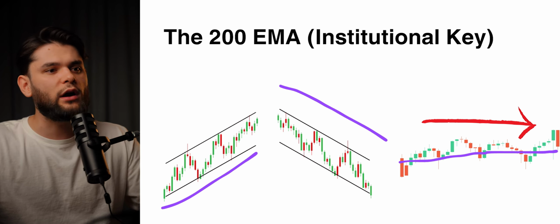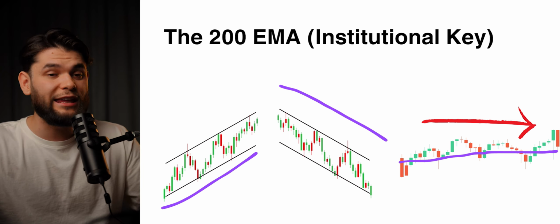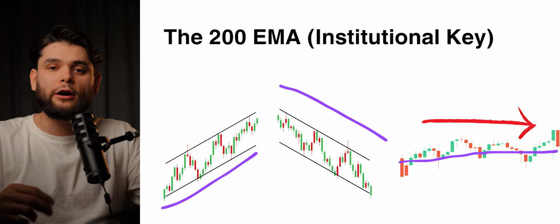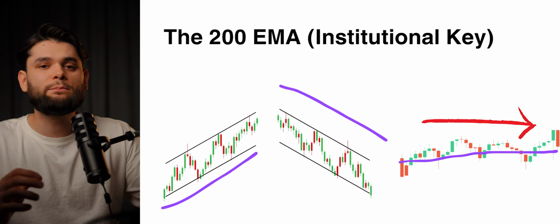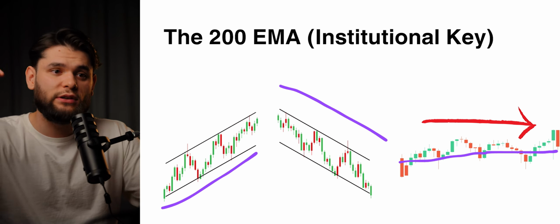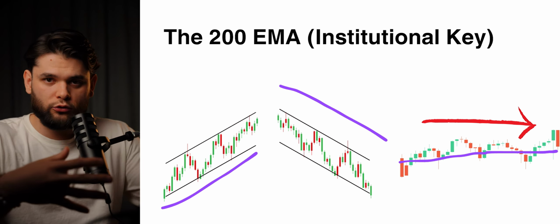It's simple. When the price is above the 200 EMA and the EMA itself is sloping upward, we are in an uptrend. When the price is below the 200 EMA and the EMA itself is sloping downward, we are in a downtrend.